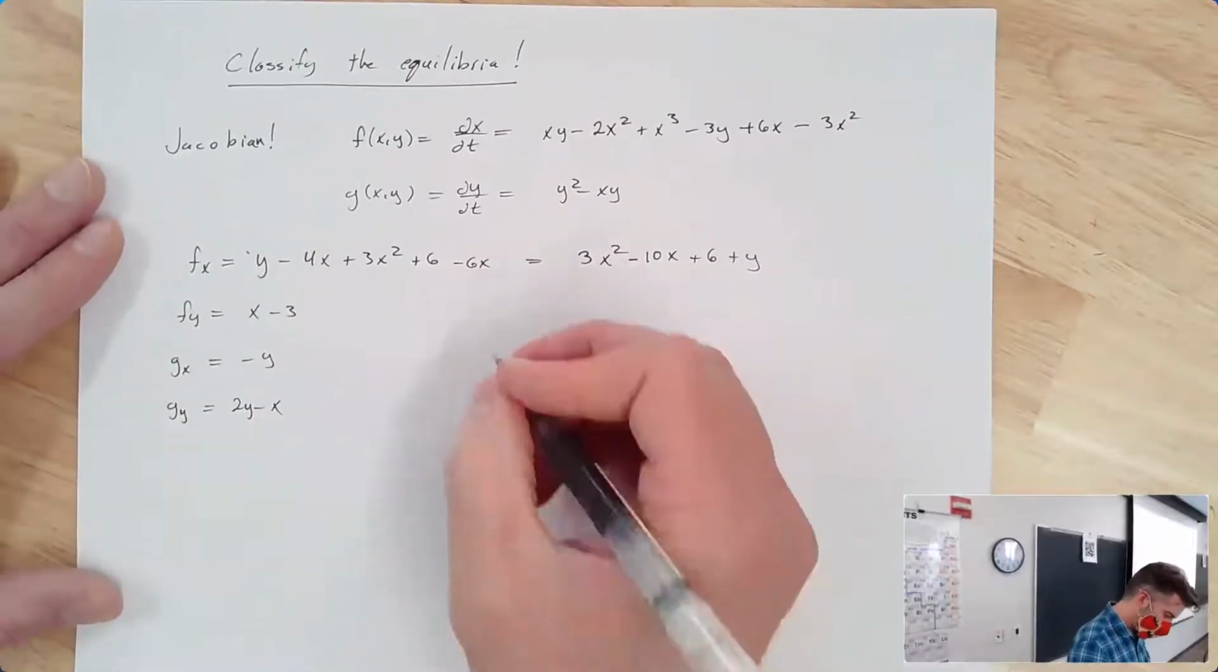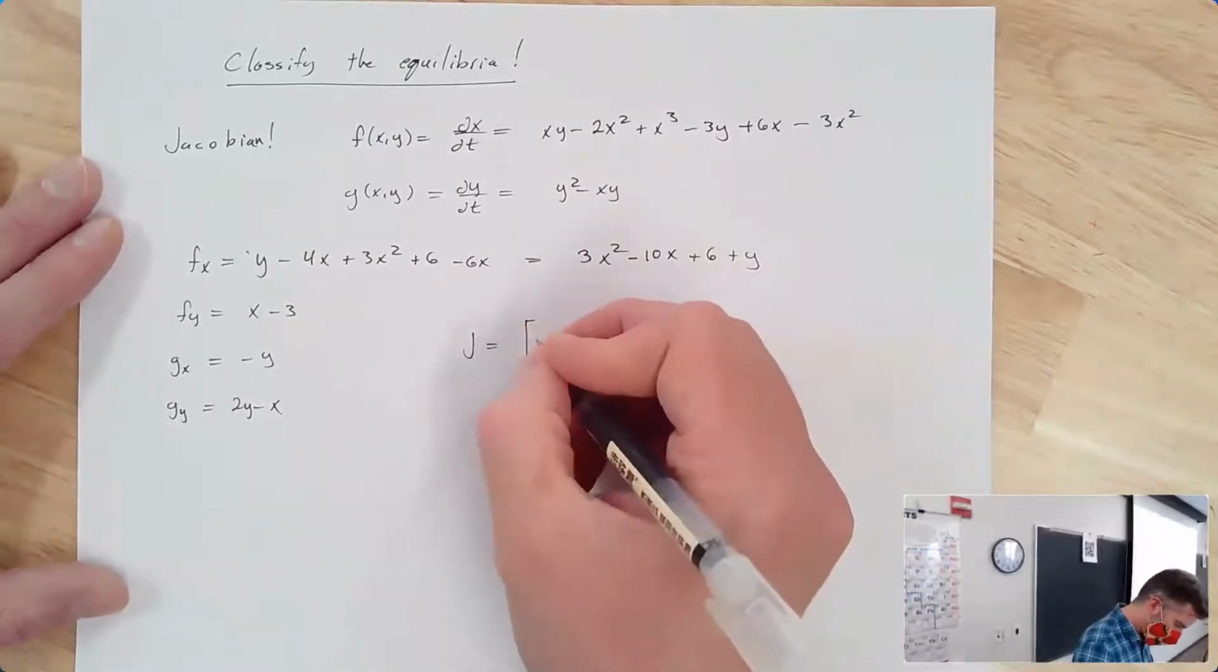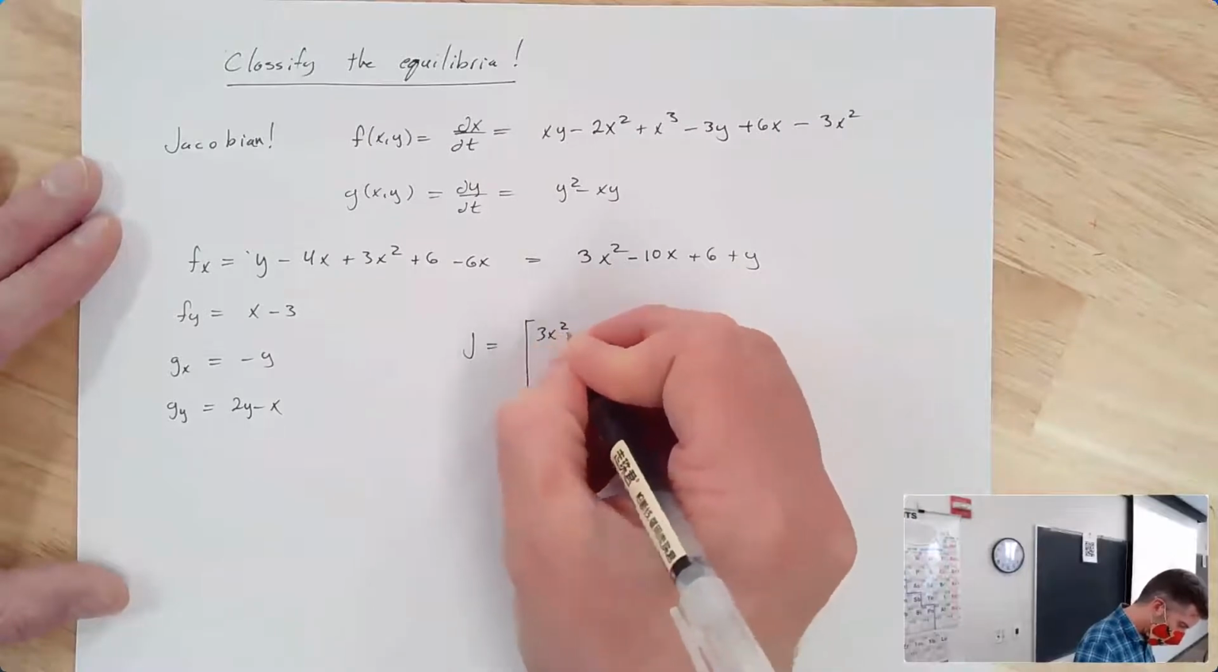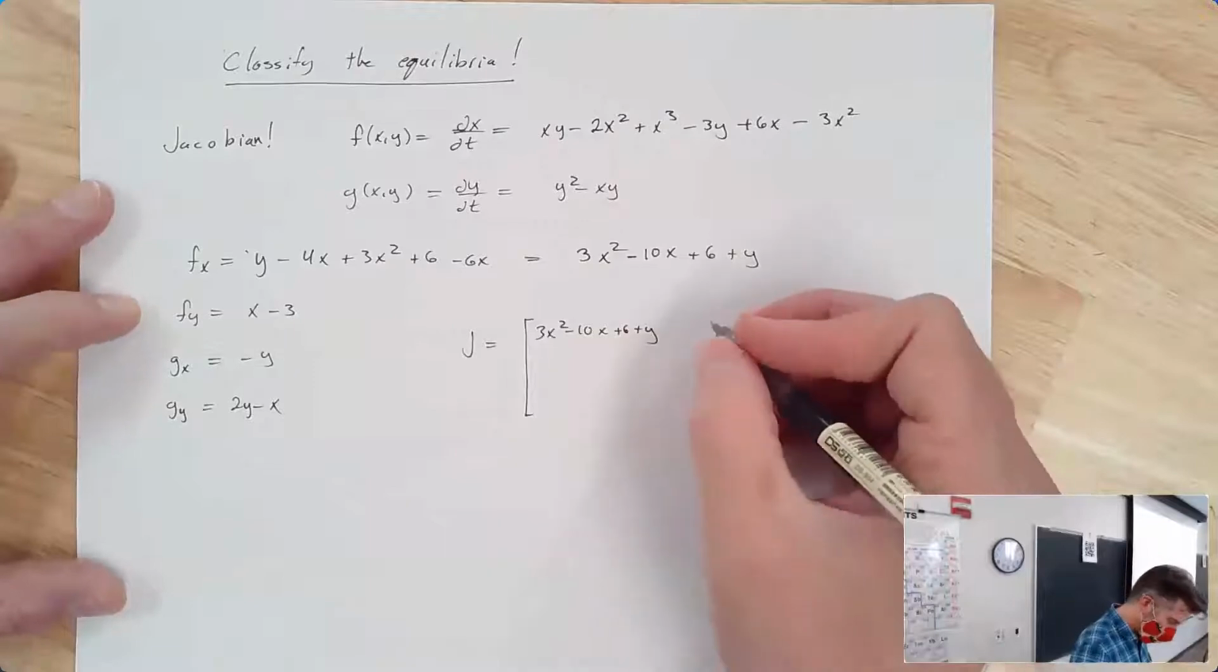So here is our Jacobian. This first part's gross: 3x squared minus 10x plus 6 plus y. And then the rest of it's fairly normal.